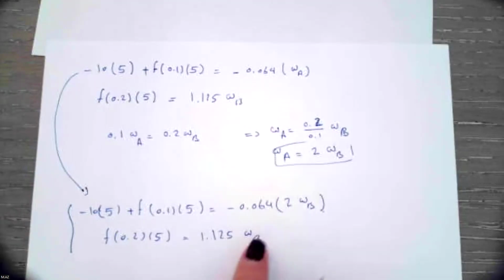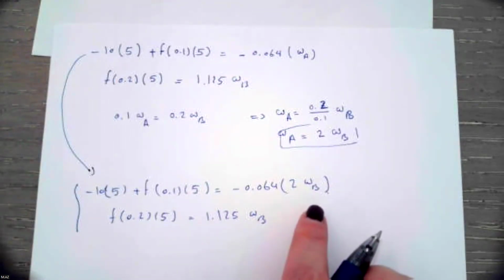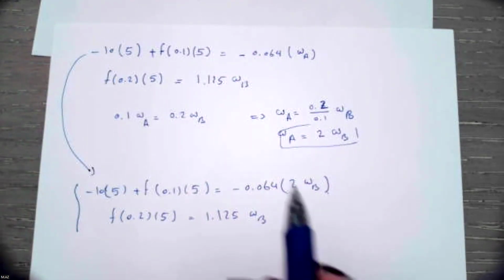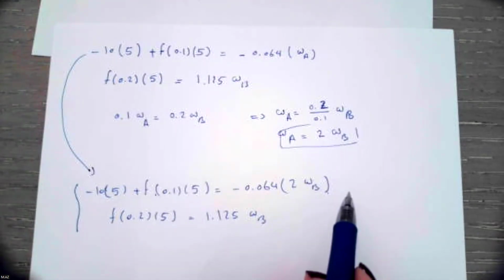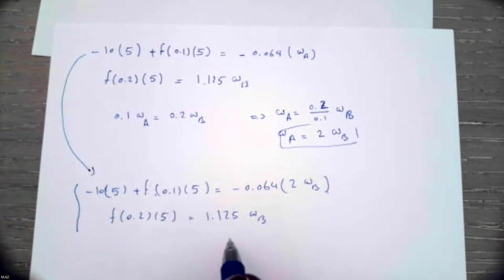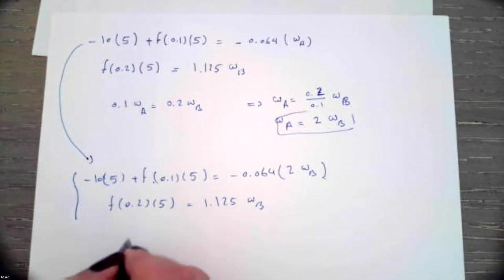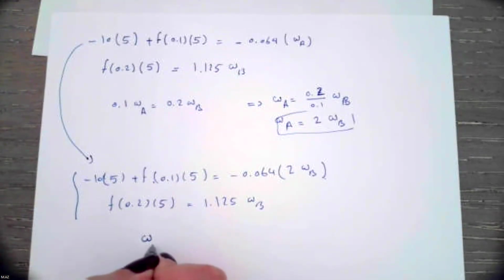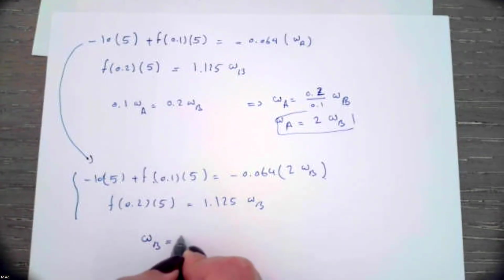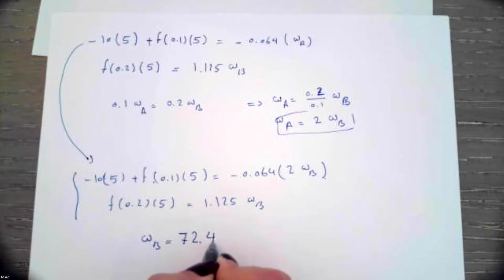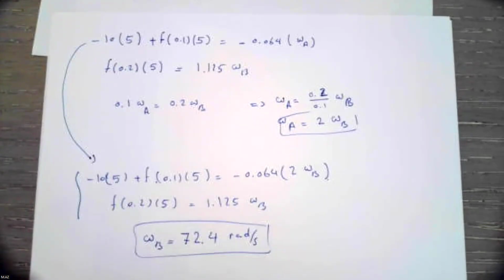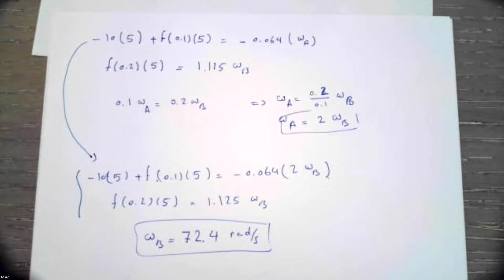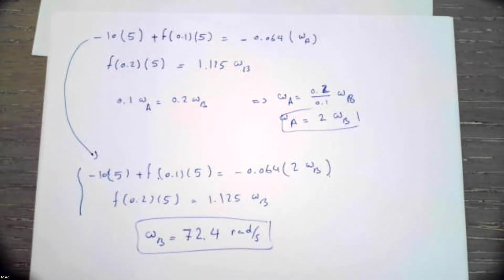If you look at these two equations, now we have two equations with two unknowns, friction and omega B. Once we solve these two equations, the value of omega B at time 5 seconds will be 72.4 radian per second. This is the answer to this problem.